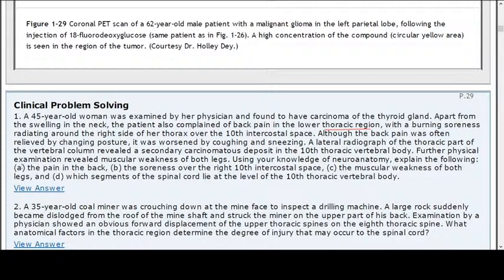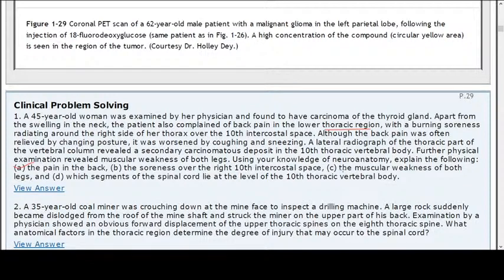The pain in the back. So what is the cause of the pain in the back? It might be due to compression of a vertebra. I guess the soreness over the 10th intercostal space is due to accumulation of cerebrospinal fluid. I guess the muscular weakness of both legs is due to compression of the 10th vertebra.